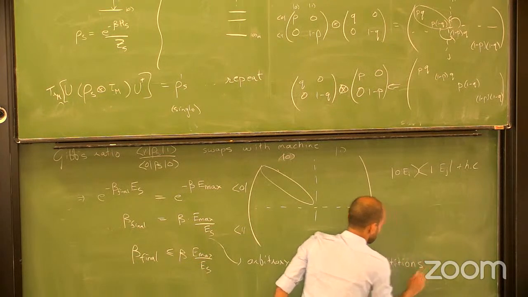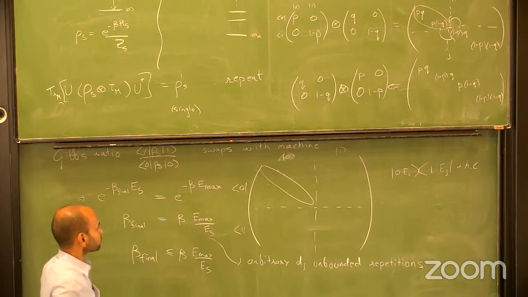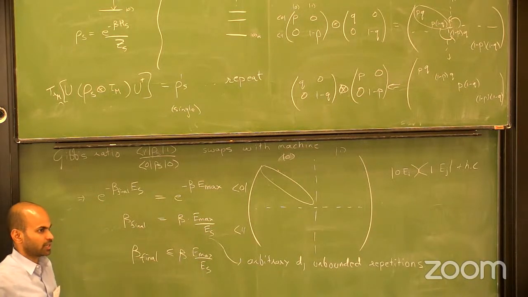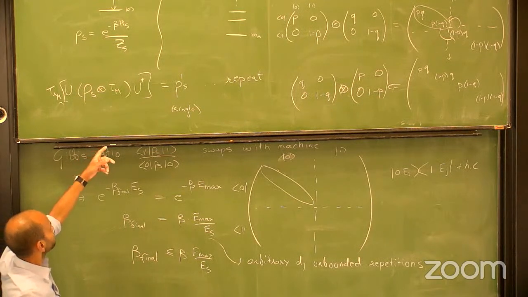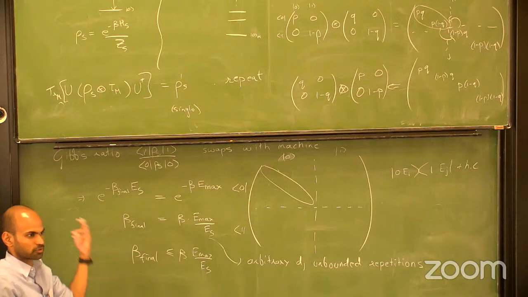Yes? By repetition, do you mean we thermalize the machine after each step? Yes, indeed. If you don't thermalize the machine after each step, you're basically in the same step because you're still doing a unitary which you can compose with your unitary that you just did.